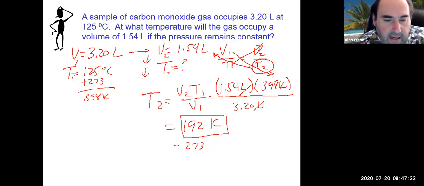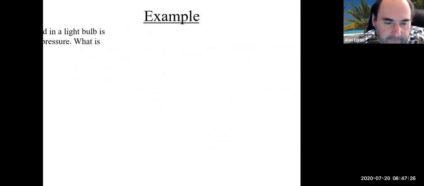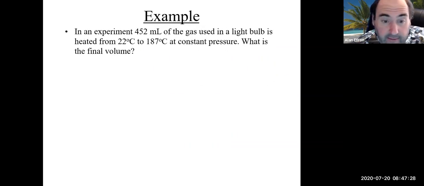All right, you've got another one, so why don't you give it a try here? In the experiment, 452 milliliters of a gas in a light bulb goes from 22 to 187. What is the final volume? See what you come up with.